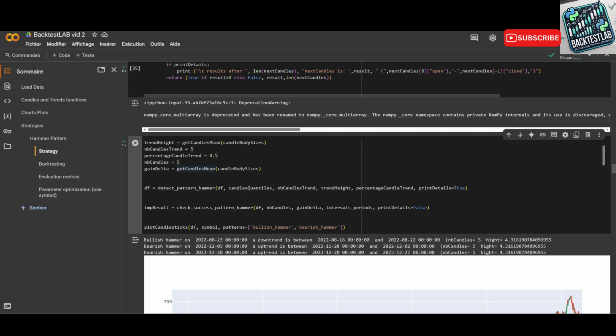So after coding these three functions, detecting the pattern and the two for checking the success, we can test our functions here. So we need to define the parameters. Just for this example, to detect a trend height, I am getting the average size of a candle from my previous 2000 candles.